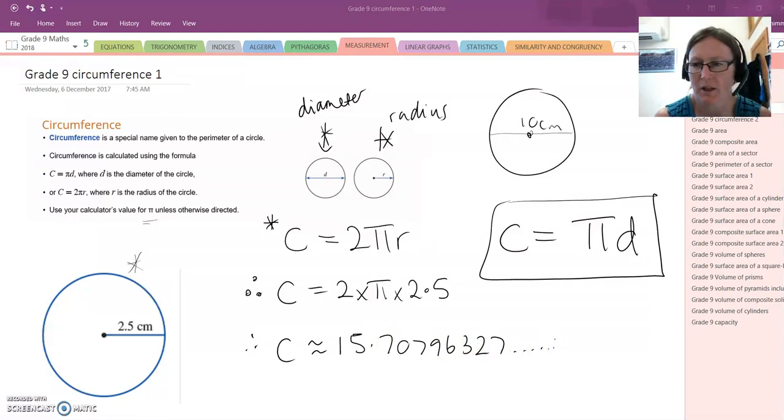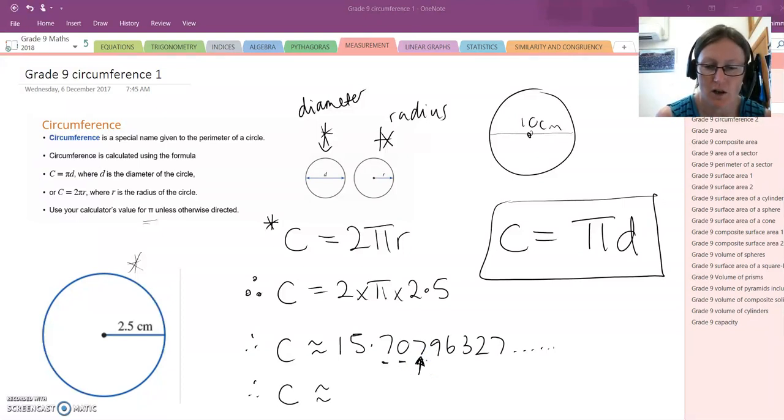It only stops because my calculator screen stops. But I'll probably, again, round it to 2 decimal points, so the circumference is equal to, reminder, rounding to decimal places. I said 2 decimal places, so I go 1, 2, I look at the number after the second decimal place, and that is 7.